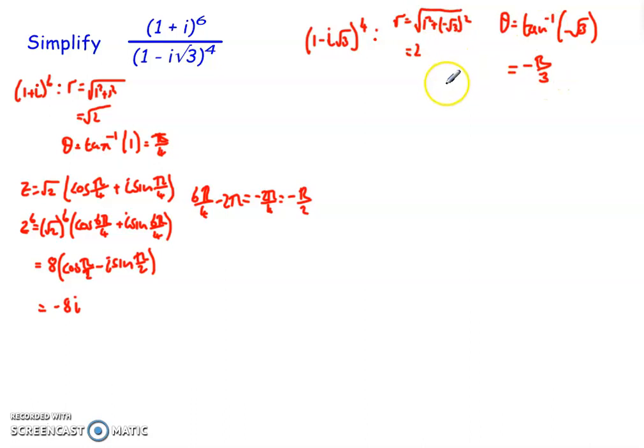So if I'm substituting these into the parts, what I end up getting for z is z equals 2 bracket cos of negative pi over 3 plus i sine of negative pi by 3. Now remember, keep the negatives there with the angles. We may have to do some work on it later on after we raise it to the power. So we're going to raise it to the power of 4.